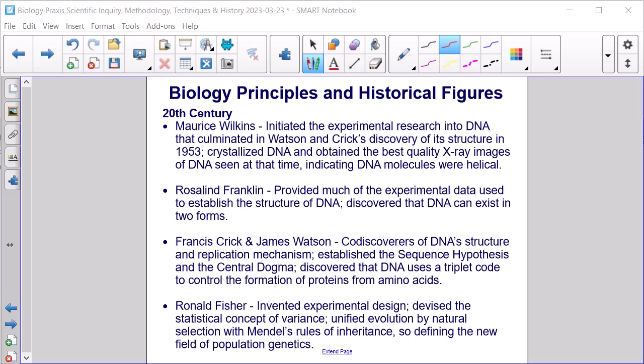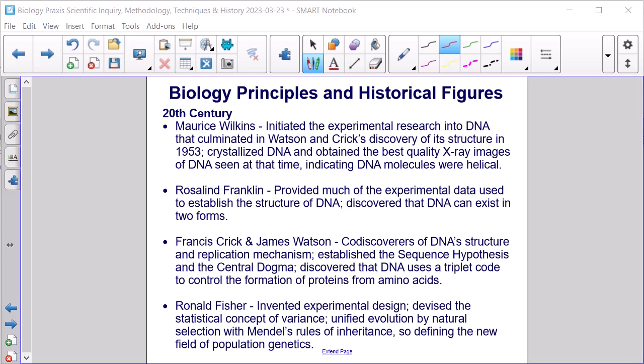In the 20th century, Maurice Wilkins initiated the experimental research into DNA that culminated in Watson and Crick's discovery of its structure in 1953. Maurice Wilkins crystallized DNA and obtained the best quality X-ray images of DNA seen at the time, indicating DNA molecules were helical. Rosalind Franklin provided much of the experimental data used to establish the structure of DNA and discovered that DNA can exist in two forms.